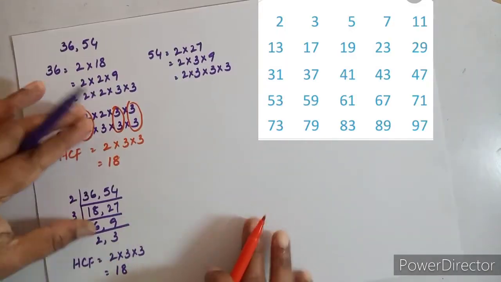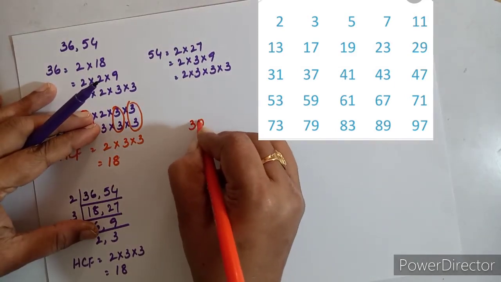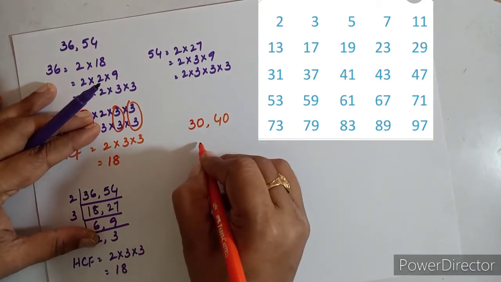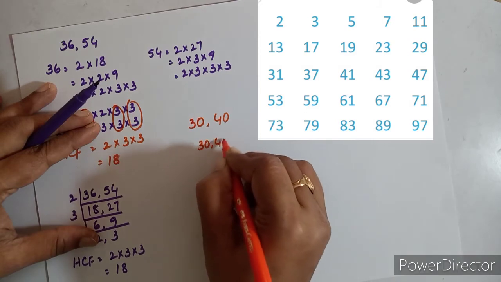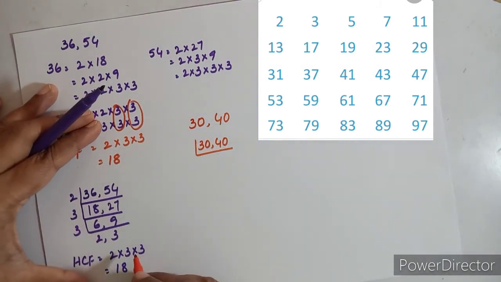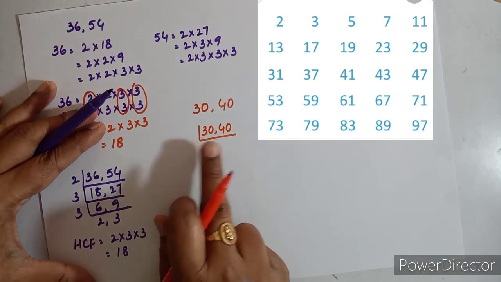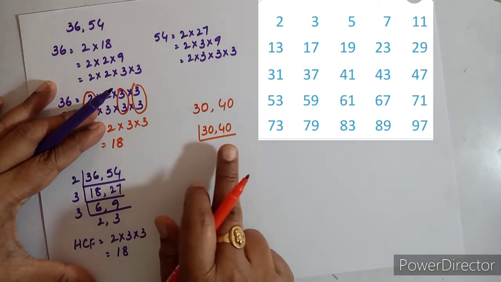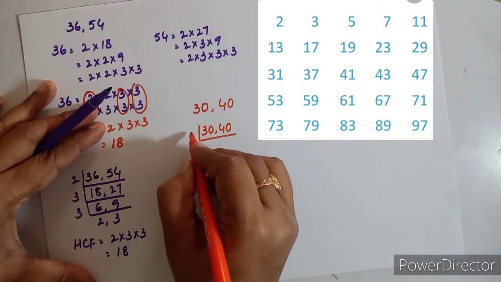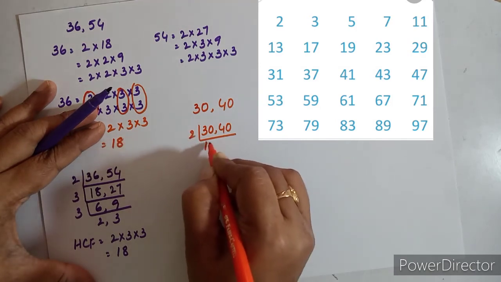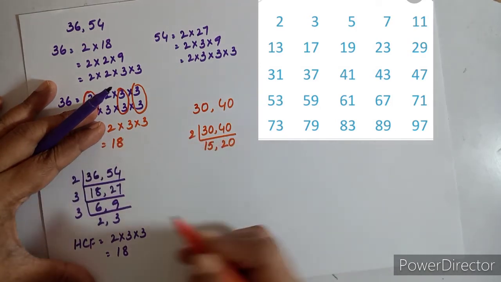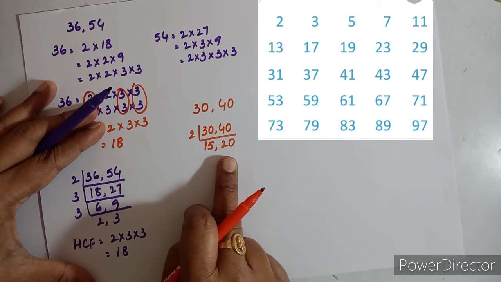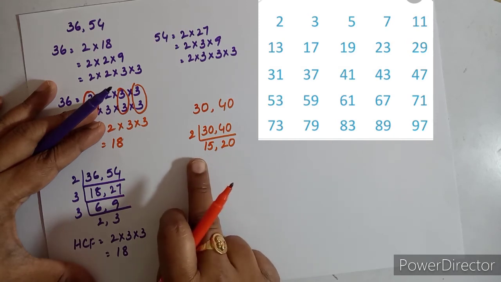Let us try one more example, which is 30 and 40. As the short division method is so simple, we will go with the short division method. How to find HCF of 30 and 40 by the short division method? By looking at these we can come to one conclusion, that these two are even numbers. All even numbers you will get in the 2 table. So definitely you can select the 2 table. 2 15s are 30 and 2 20s are 40. Now when you look at 15 and 20, 15 is an odd number and 20 is an even number. So no chance of getting them in the 2 table.